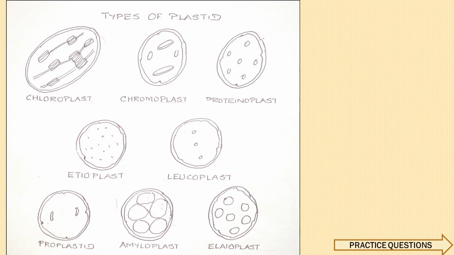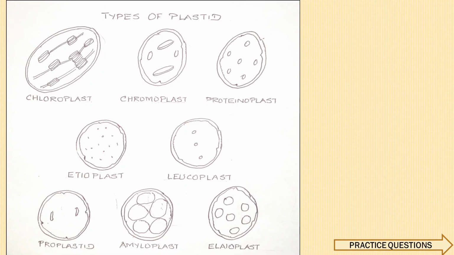Amyloplasts synthesize and store starch and sugar enclosed by a protein sheath. The conversion of glucose into starch is the characteristic of amyloplast. They are present in rice grains, wheat grains, etc. Proteinoplasts store proteins. They are found in the cells of maize grains.